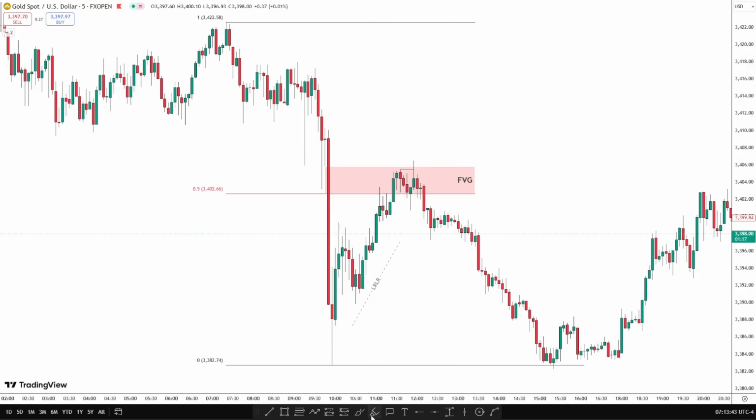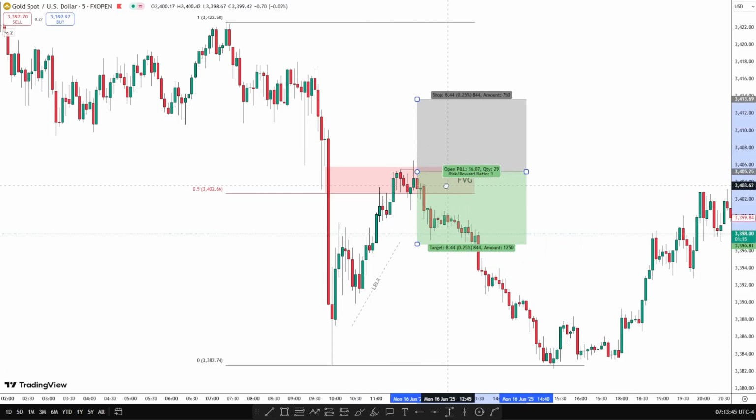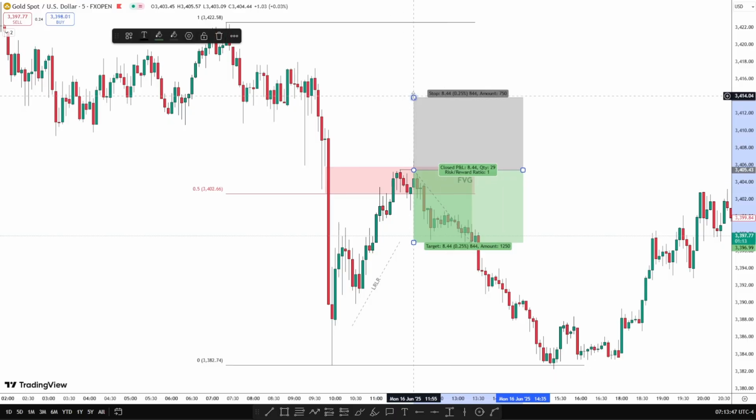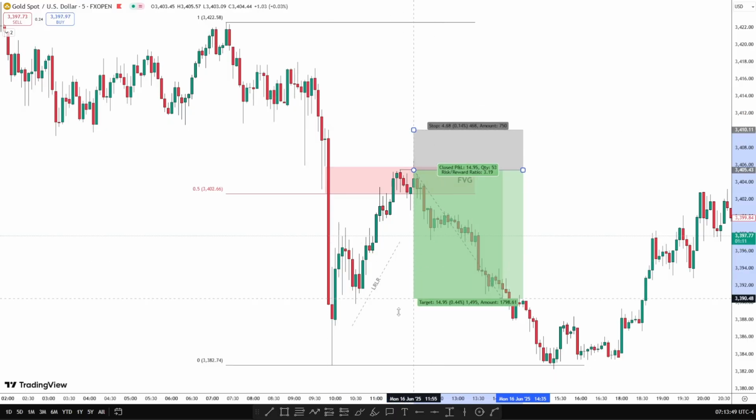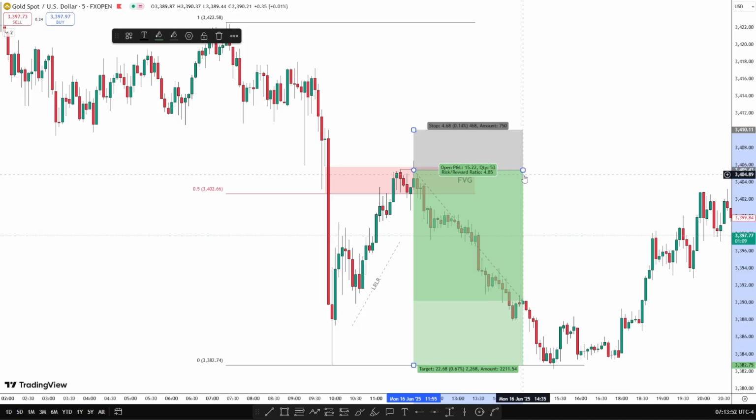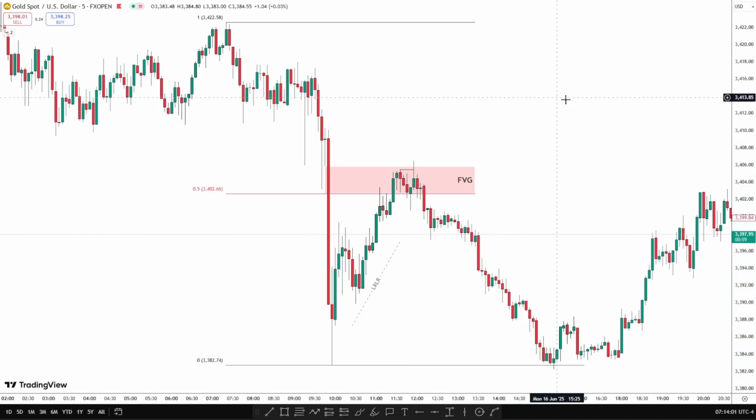And as you can see, if you had entered as soon as we got this liquidity sweep right here, which was the final stage, you would have had a perfect winning trade down to this low. So that's my example on the 5-minute time frame.